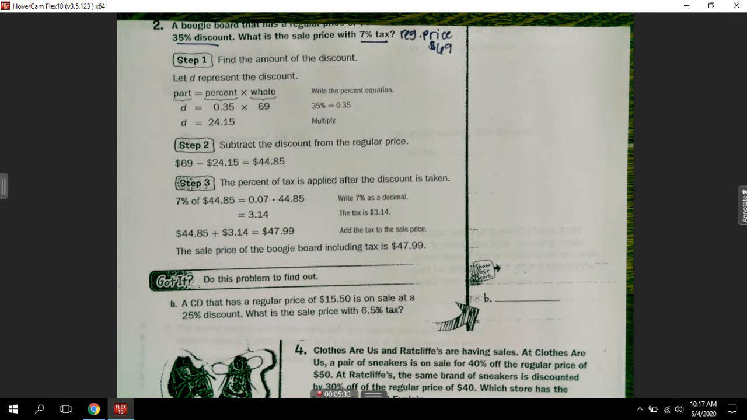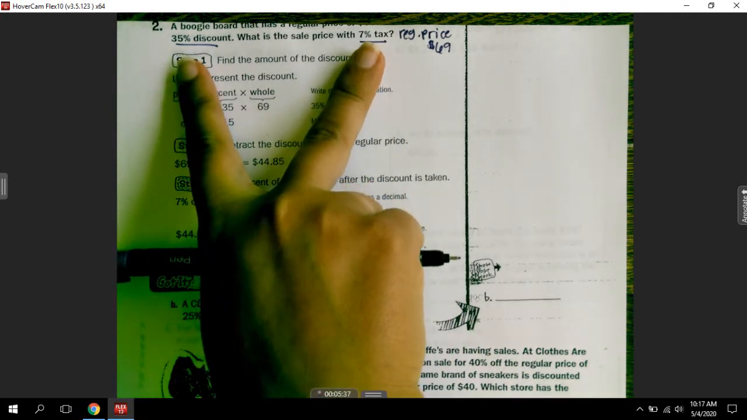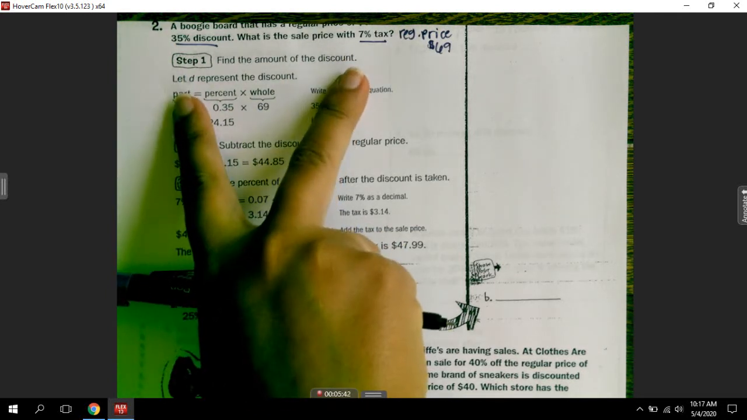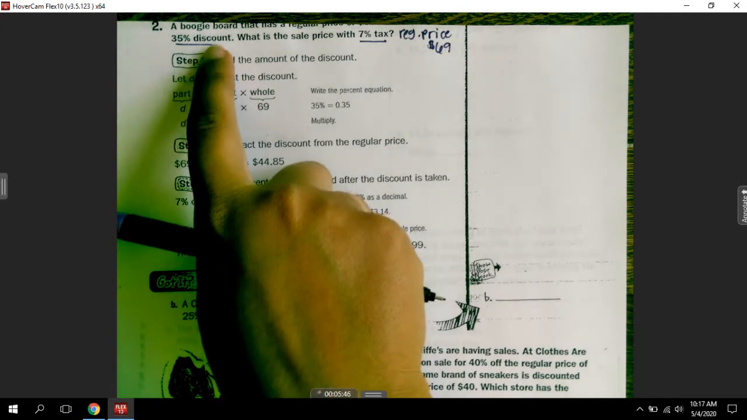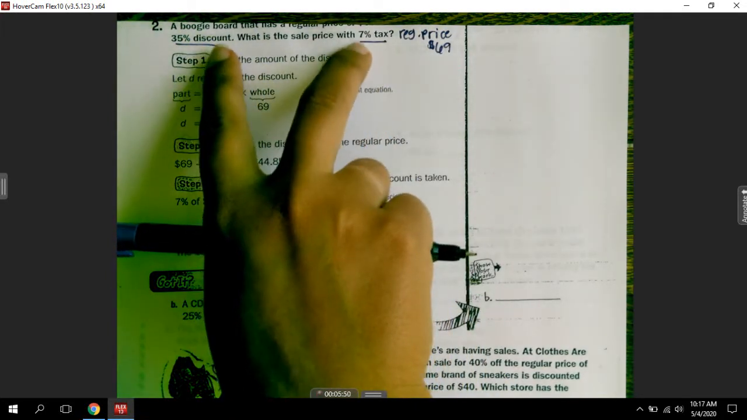Last week when we had a tax and a tip, we added those percentages together. But that's only because when you find tax, you add it to your original price. And when you find tip, you add it to your original price. But in this case, discount is not added. It's subtracted. So this is going to be a 3-step problem. We're not going to add these two together anymore.